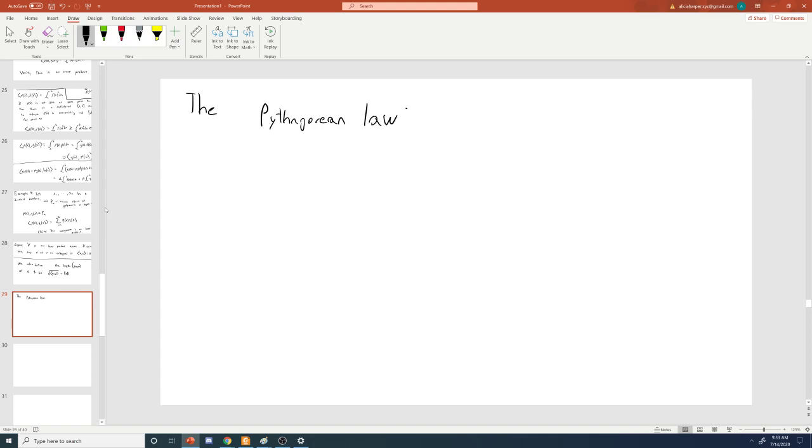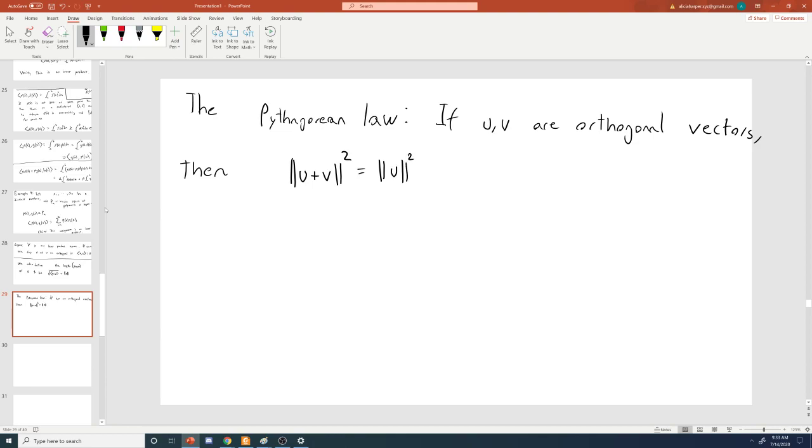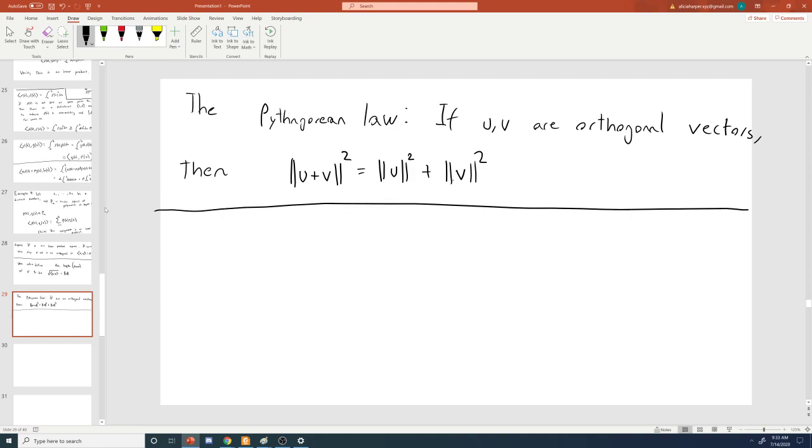And so the Pythagorean law states that if u and v are orthogonal vectors, then the norm of u plus v squared is equal to the norm of u squared plus the norm of v squared. The proof of this is very easy. So here's how the proof goes.